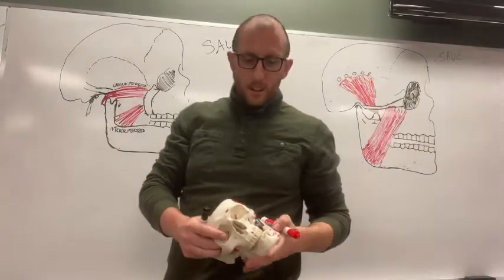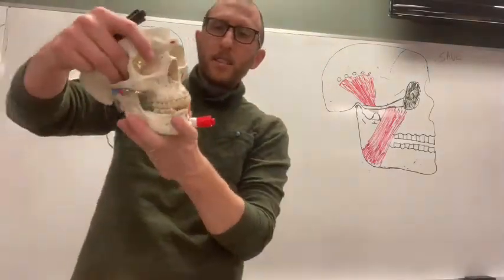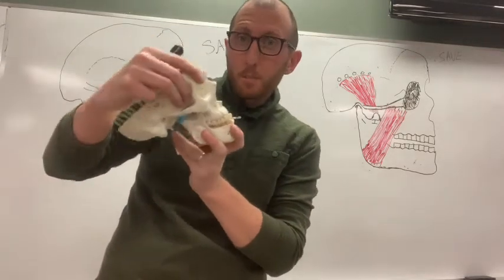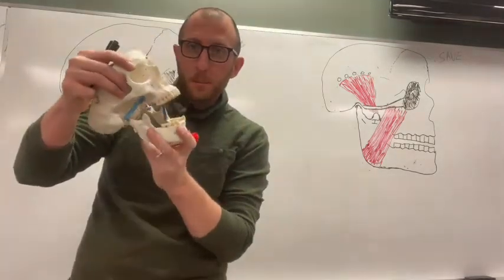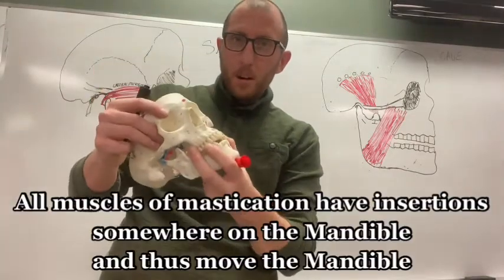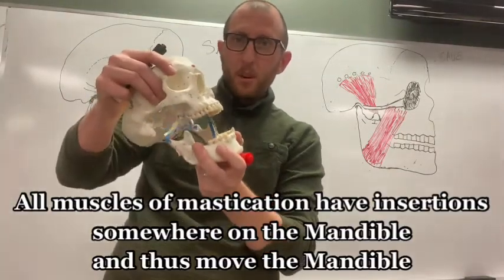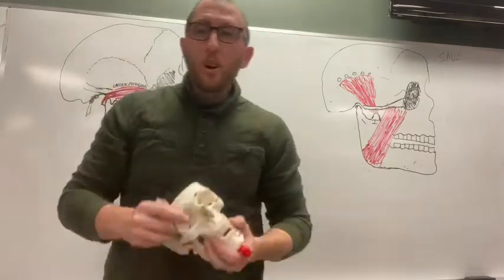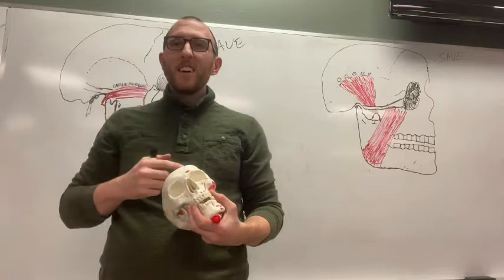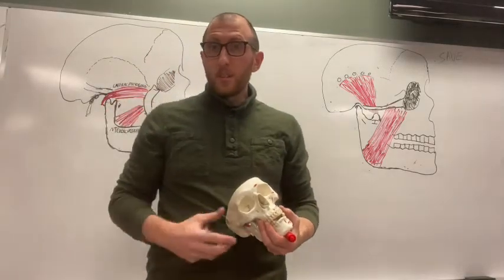If I had the skull here, that's like if the mouth was open, closing the mouth would pull on this mandible. The mandible moves, not the temporal bone. So think mandible, mandibular movement for all these muscles of mastication. That's like opening and closing your jaw or your mouth.